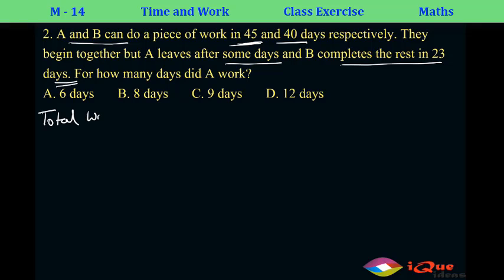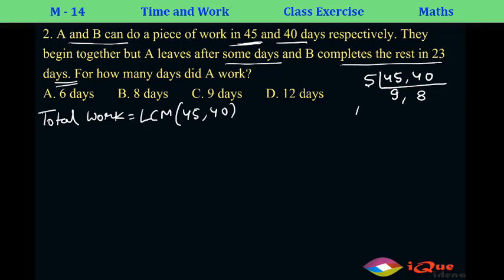Let's assume that the total work is equal to LCM of individual times, that is 45 and 40. Now LCM of 45 and 40 you can calculate separately. Let me do it here. 45, 40, if I take 5 common, so 5 divides 45 9 times, 5 divides 40 8 times. So that LCM will be equal to 5 into 9 into 8, which is equal to 360. So let's assume that the total work is 360 units.